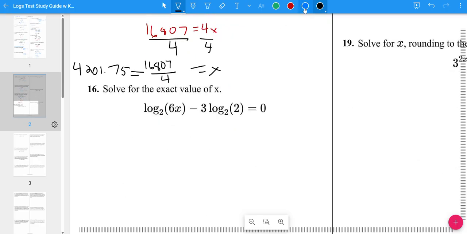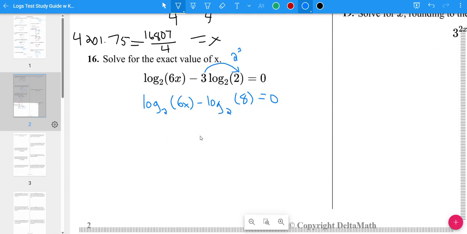So let's look at this one. I'm doing the same thing I was for the previous one, except I've got subtraction this time. And I've got a 3 in the front that I need to move first. So 3 to the front, that gives me 2 to the third here, right? I'm moving the 3 to the exponent. So 2 to the third is going to give me 8. So log base 2 of 6x minus log base 2 of 8 equals 0.